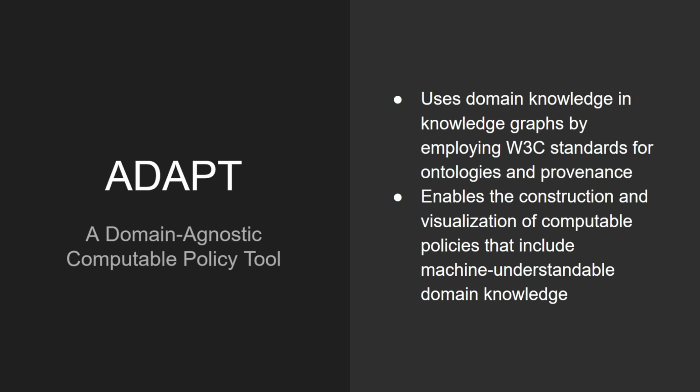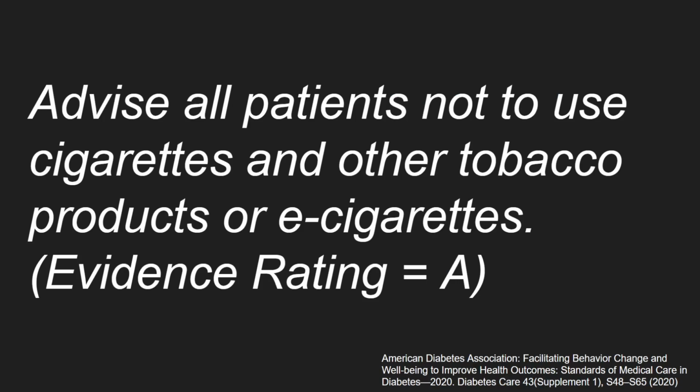So before I show you a demo of what ADAPT can do, let's take a quick look back at that policy again, because that's the one we will be converting into a computable policy. So the American Diabetes Association advises all patients not to use cigarettes and other tobacco products or e-cigarettes. It gives an evidence rating of A, indicating that this guideline is supported by a lot of research. So, if we are going to turn this policy into a computable policy using ADAPT.